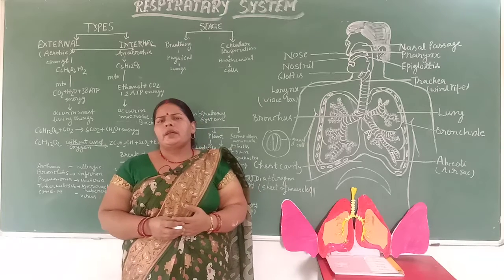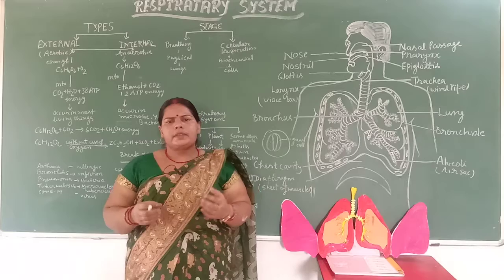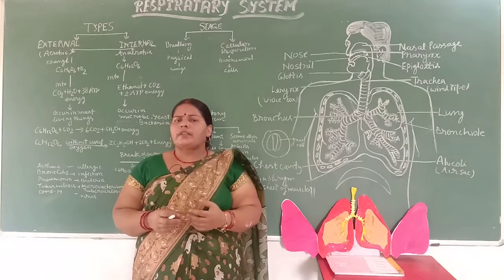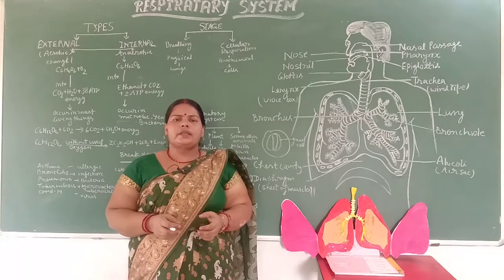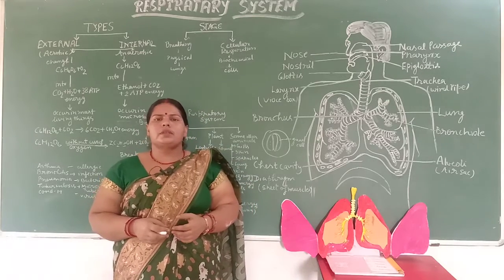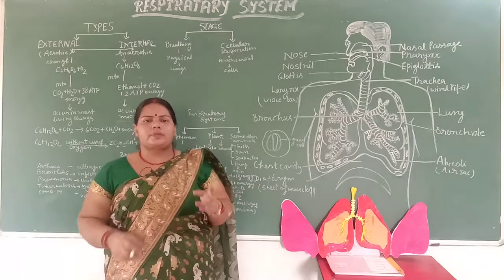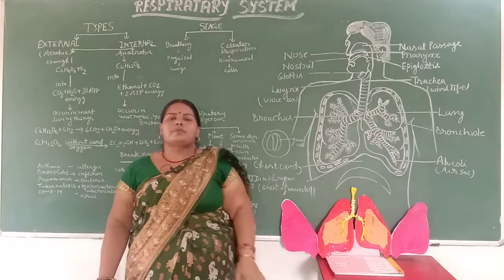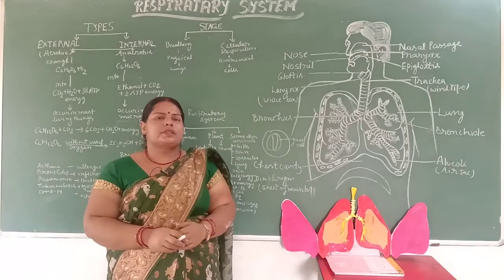Again you can say, taking oxygen from the environment and releasing energy with the help of food, utilizing it, and eliminating carbon dioxide and water. That is called respiration. There are two main stages in respiration. The first stage is breathing and the second is cellular respiration. What is breathing and what is cellular respiration?